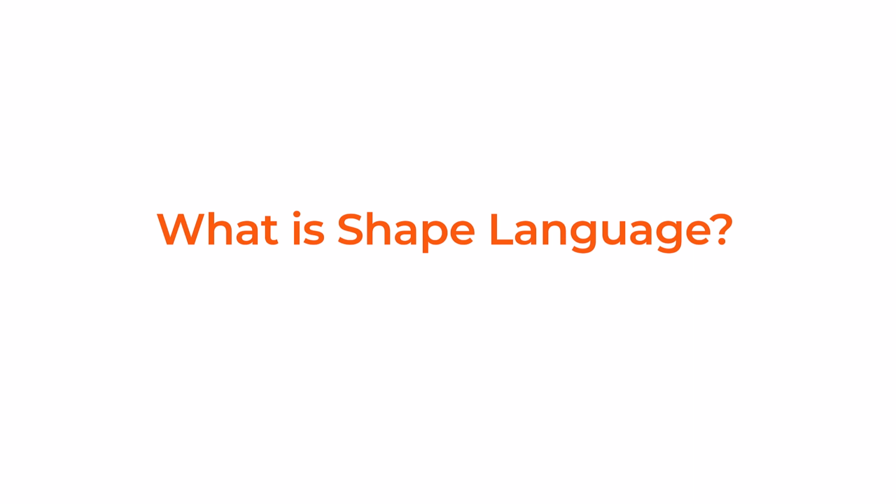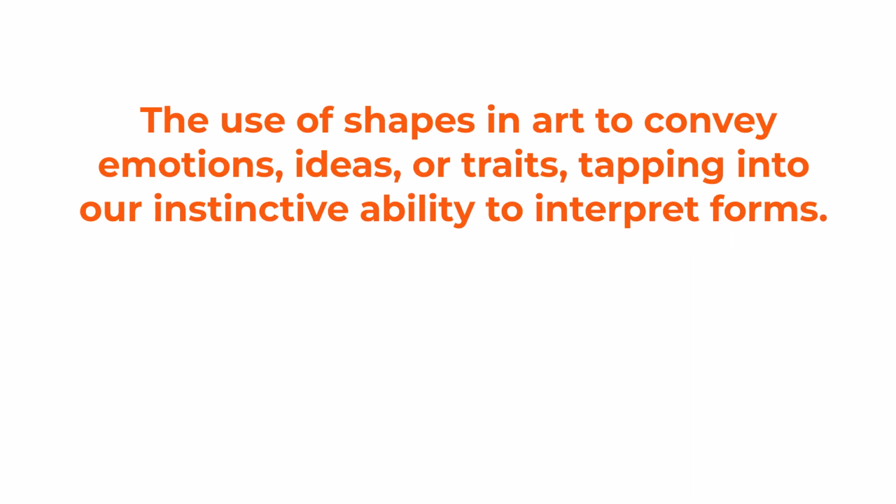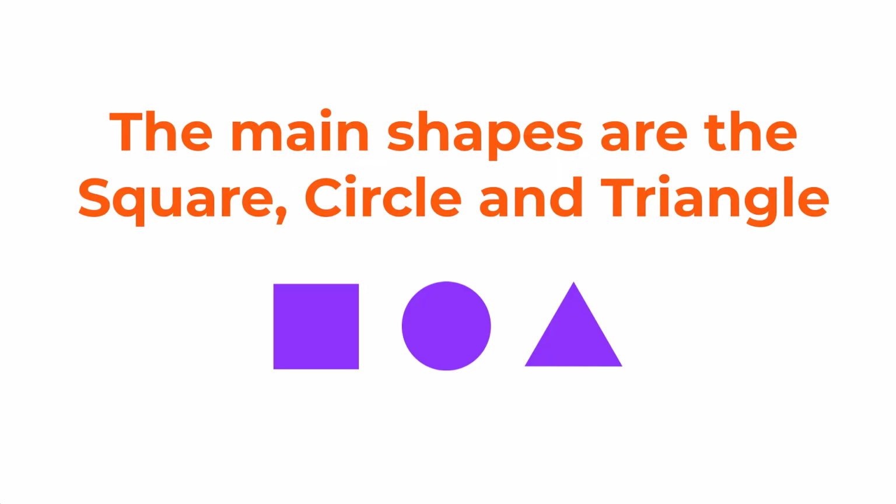What is shape language? To simply define it, it is the use of shapes in art to convey emotions, ideas, or traits, tapping into our instinctive ability to interpret forms. The main shapes are the square, circle, and the triangle, making any other shape a derivative of the ones mentioned.